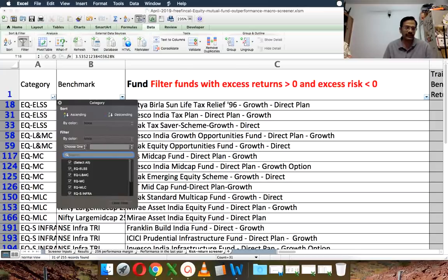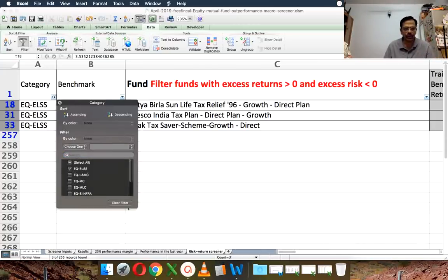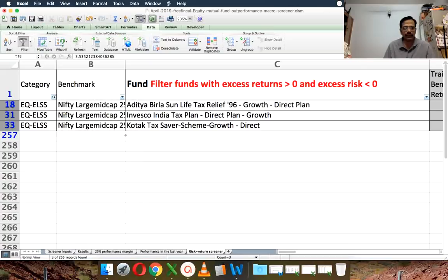Of course, I'm doing this in Mac Excel. In Windows Excel, the look and feel will be a little different, but the essentials are the same. So I'm just going to shortlist ELSS funds. Those are the 3 ELSS funds that have produced excess return over the last 3 and 5 years and risk lower than the index over 3 and 5 years. So you can shortlist funds like this.